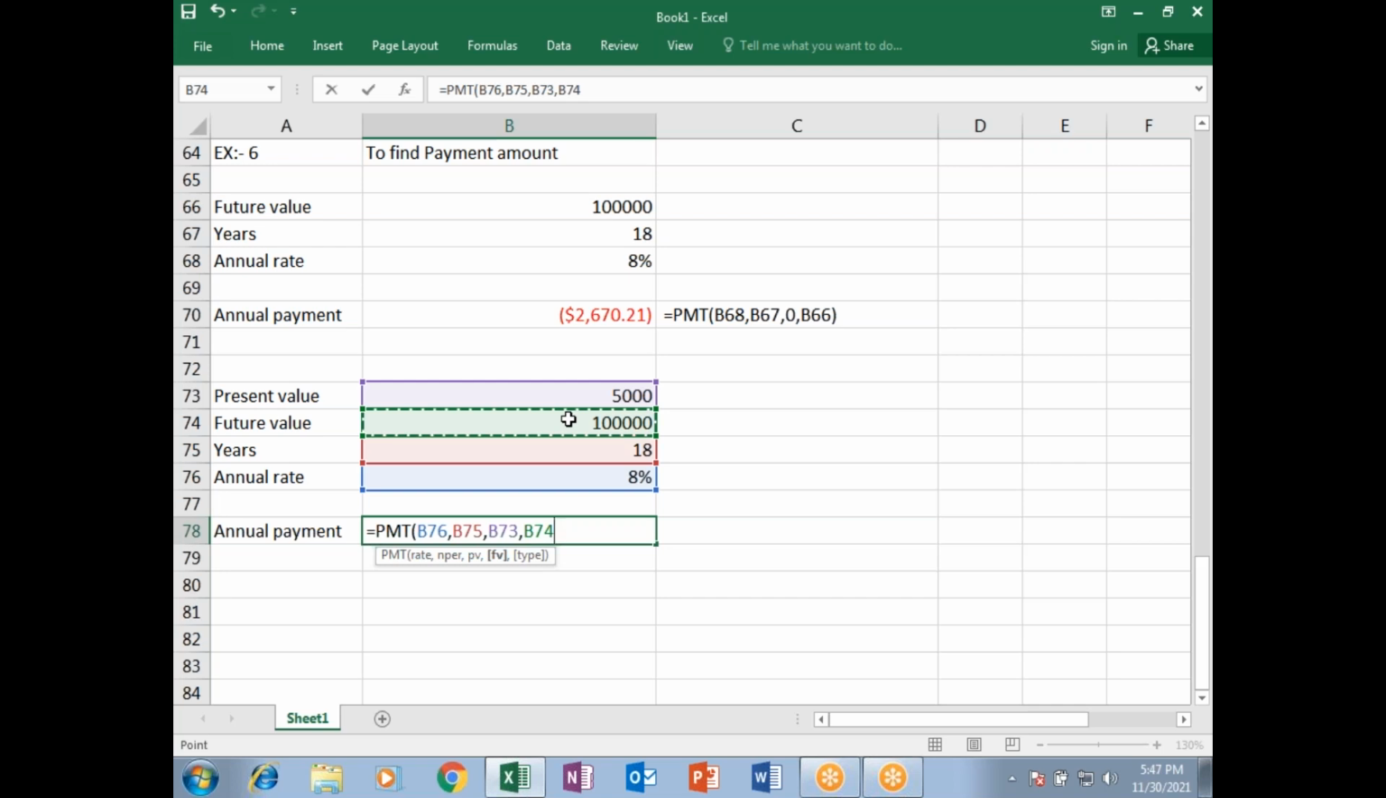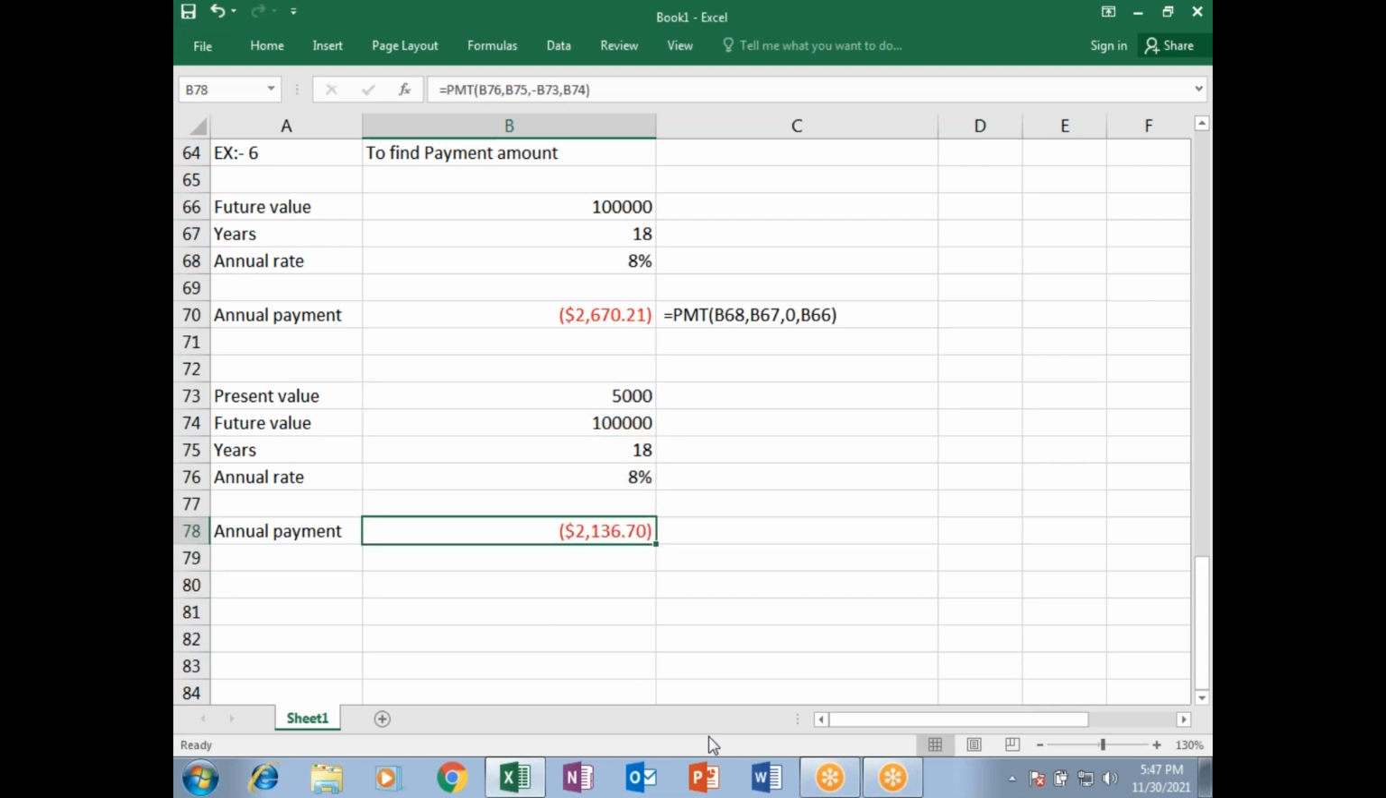So now it has to be negative. That 5,000 which is invested is nothing but a cash outflow. So if it is an outflow of cash, what you need to do is represent that in the negative. So for future value, we will give negative and enter.